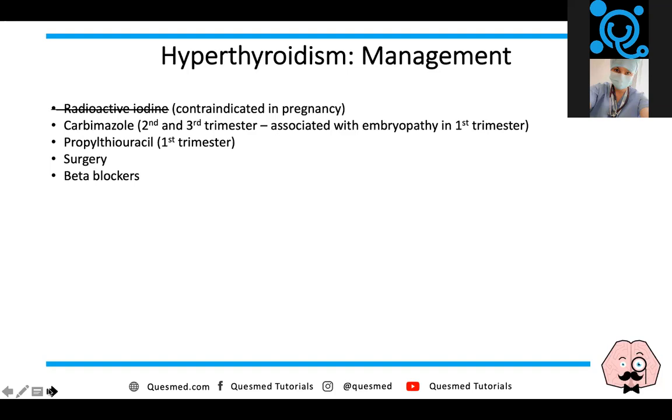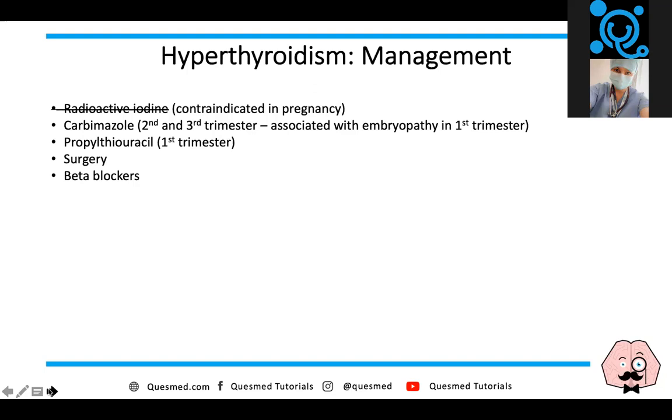Carbimazole is associated with defects such as esophageal atresia and fistula when used in the first trimester. So we tend to only use that in the second and third trimester, as it is teratogenic. And propylthiouracil is associated with some liver toxicity when used in the second and third trimester. So we tend to use that in the first trimester.